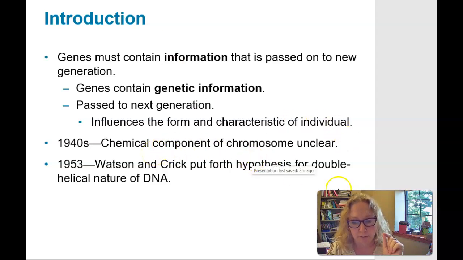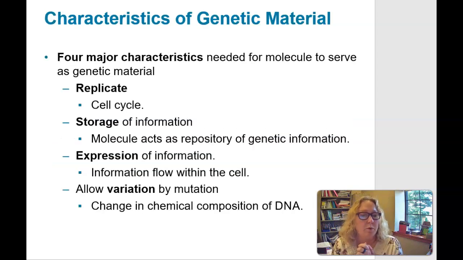In the 1940s the chemical component of chromosomes was still unclear, but in 1953 Watson and Crick put forth the hypothesis for the double helix of DNA, with the research that they stole from Rosalind Franklin. Okay, so we knew four characteristics. Replication has to be part of the characteristics of the genetic material. That's what they knew going in. It has to be able to replicate.